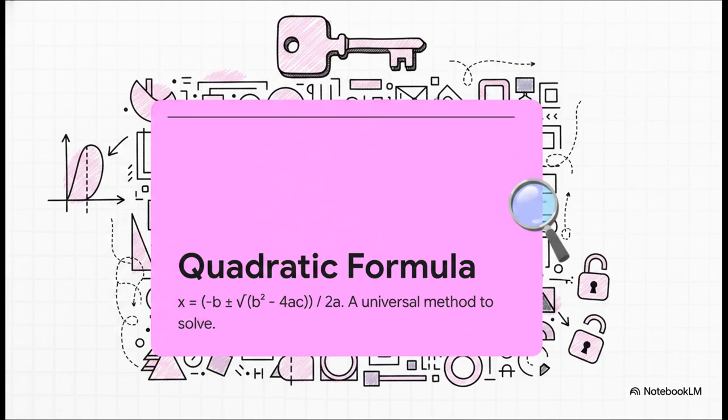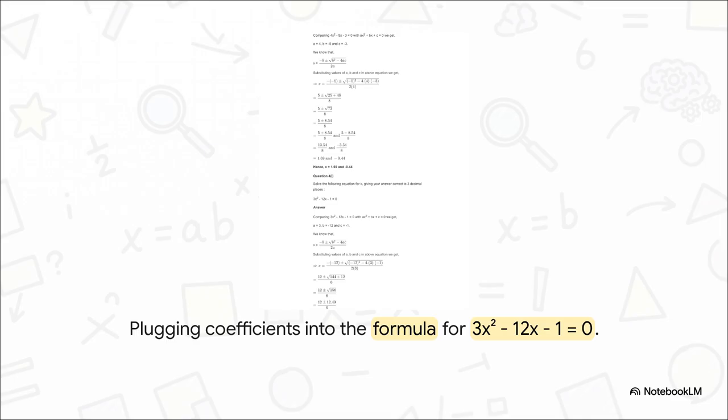x equals negative b plus or minus the square root of b squared minus 4ac, all over 2a. I know, at first glance it looks like a monster, but really it's just a simple set of instructions. It literally tells you exactly where to plug in your a, b, and c values from your standard form. Think of it as the ultimate master key. It will unlock any quadratic equation regardless of how messy or complicated the numbers get. Just notice how incredibly mechanical and foolproof this process becomes.